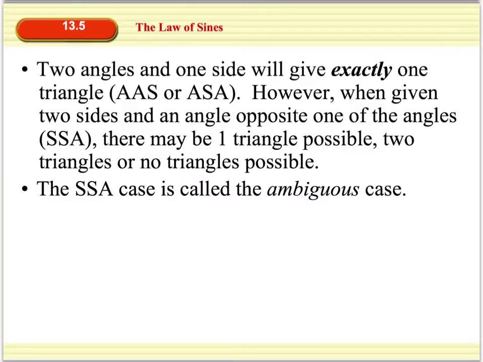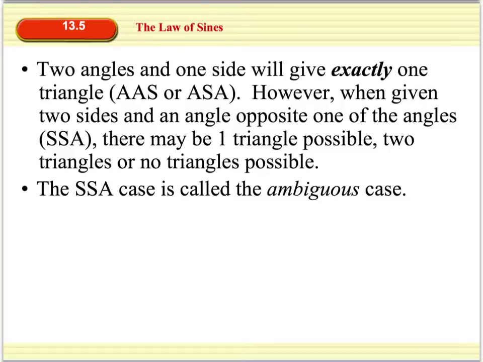Now sometimes when we go to calculate a triangle, we may not actually get a real triangle, or we'll get an error when we go to find an angle, okay? And that is because when we are given two angles and one side, or an angle-angle-side or angle-side-angle case, we'll get exactly one triangle. However, if we're given a side-side-angle triangle, okay, this is called an ambiguous case because we may get one triangle, two triangles, or no triangles at all when we calculate this out mathematically.